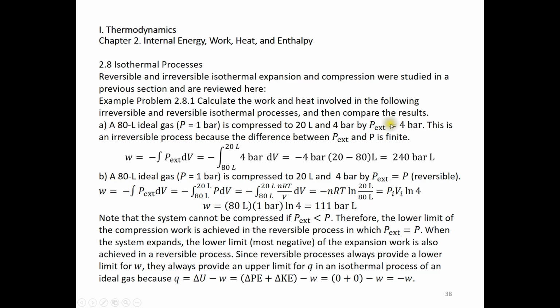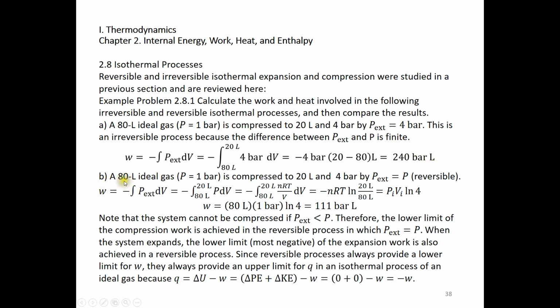This is an irreversible process because the difference between P external and P is finite. W is negative integral P external dV. We plug in all the numbers, we get positive 240 bar liters. Because this is compression, the surroundings does work to the system.